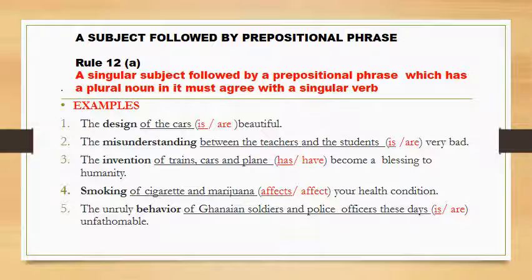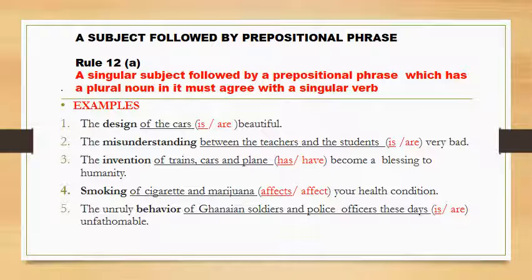Since misunderstanding is a singular subject and it is followed by a prepositional phrase which has a plural noun in it, it must agree with a singular verb. So the correct answer will be "is": the misunderstanding between the teachers and the students is very bad. Let's look at the next example.